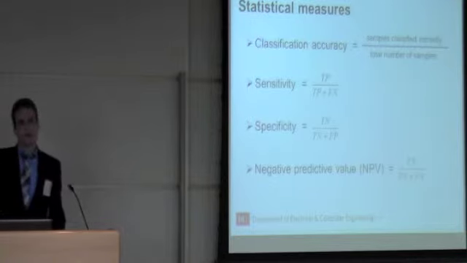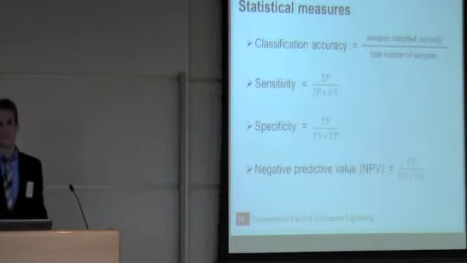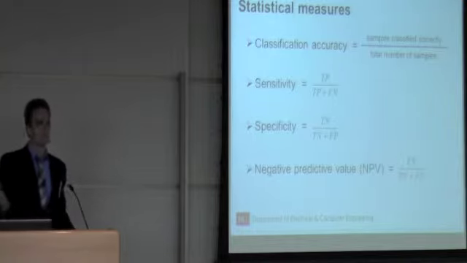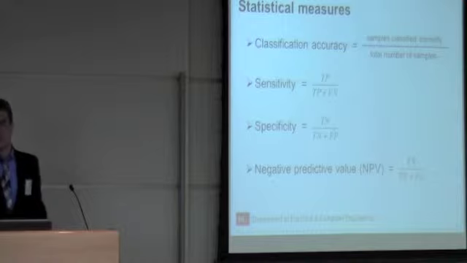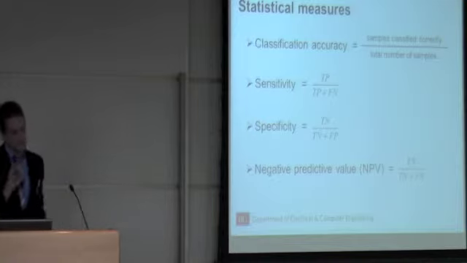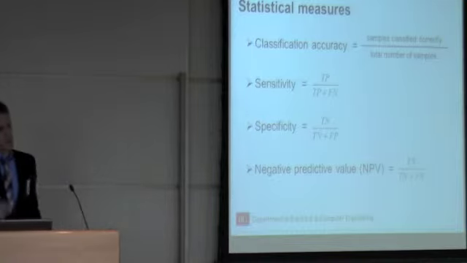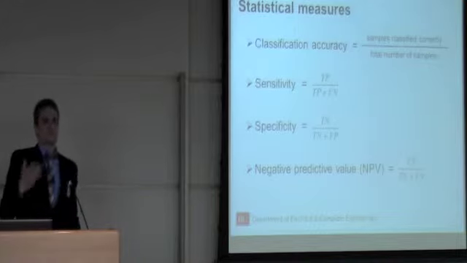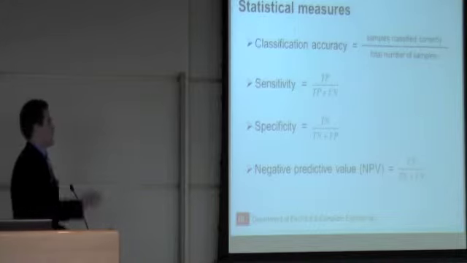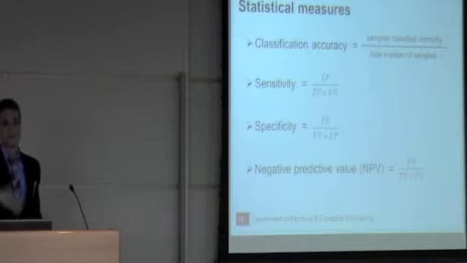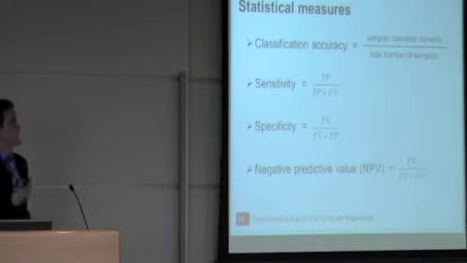Before I show the results, I would like to introduce several statistical measures which are relevant to this study. First is classification accuracy, very simple. Simply the number of samples classified correctly over the total number of samples. Now, the three following statistical measures are defined in terms of true positive, false positive, true negative, and false negative. Now, the definitions are there. I will not bother you with the formulas. I will just tell you what this means.